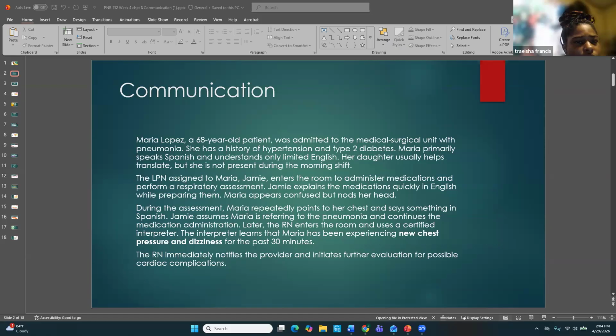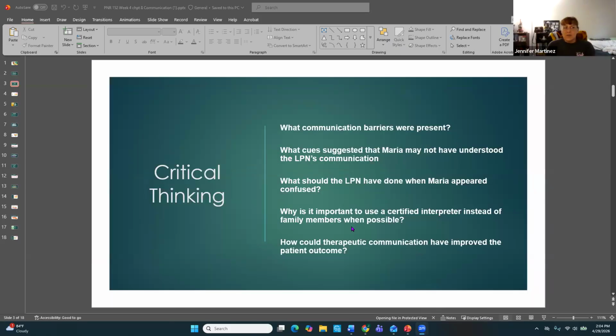Her facial expression. Okay. The facial expressions. Right? She appears confused, right? But she still nods her head. What should the LPN have done when Maria appeared confused? Gotten an interpreter, right? Found somebody, a professional interpreter.